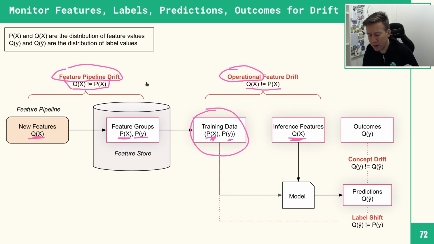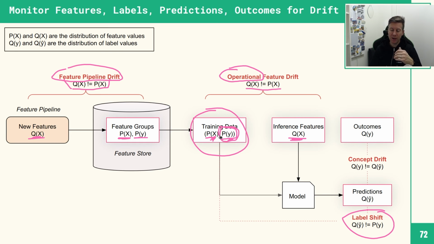Now, other places that we can have drift are in the labels. So the labels, as we know, these are our labels in training, P of Y. And if we imagine we have a single label, maybe it's fraud for credit card detection, and we look at the distribution of fraud cases. So maybe 0.005% of all credit card transactions are fraud. We can look at the distribution of the positive fraud labels in the label group.